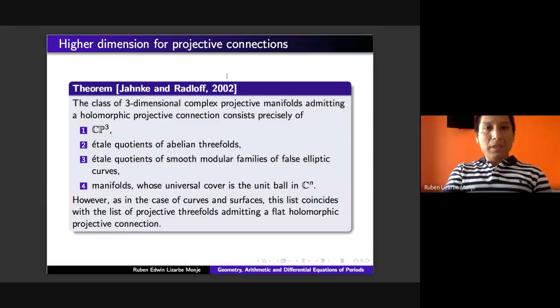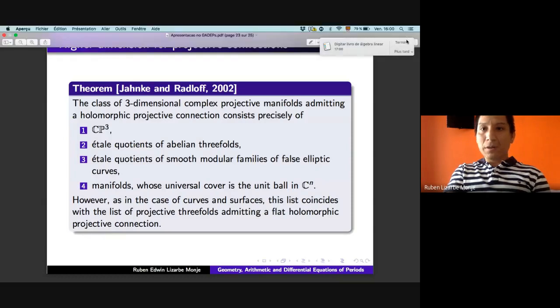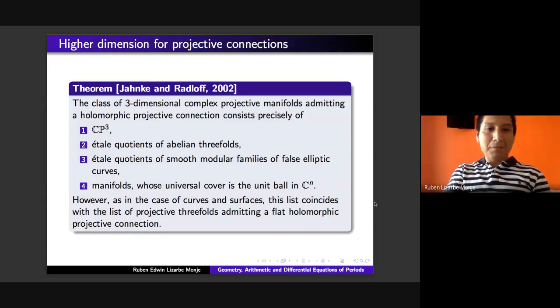Jane and Radov's classification in dimension 3 for complex projective manifolds admitting a holomorphic projective connection. There exist 4 possibilities: CP3, an étale quotient of abelian threefolds, an étale quotient of a smooth model manifold of false elliptic curves, and a manifold whose universal cover is the unique ball in CN.